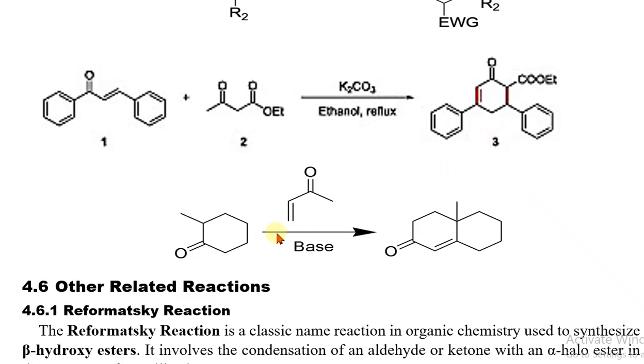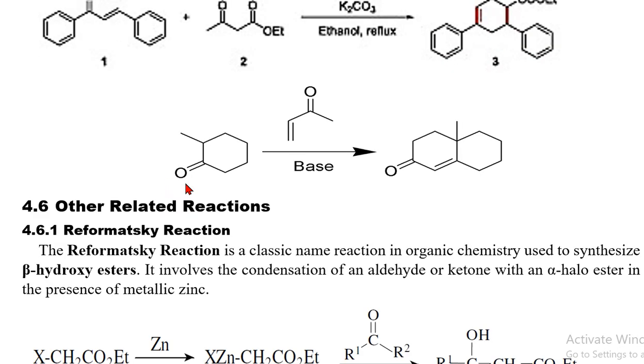So where is it here? The base will remove this proton. So it will attack the alpha beta unsaturated compound, and finally this proton will also be removed as a carbanion, and it will attack this carbonyl to give you this product. Try to write the mechanism for this reaction. This is homework for you.